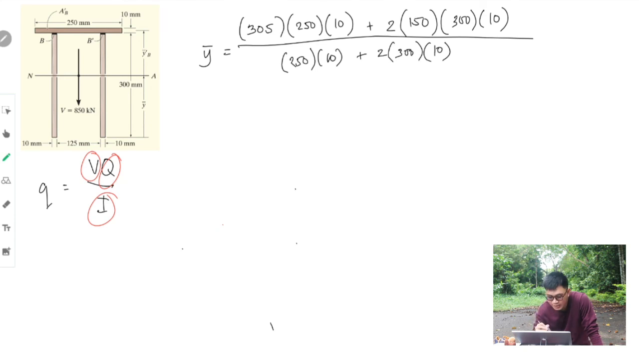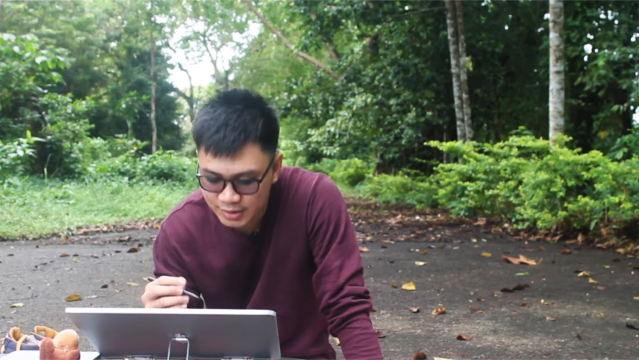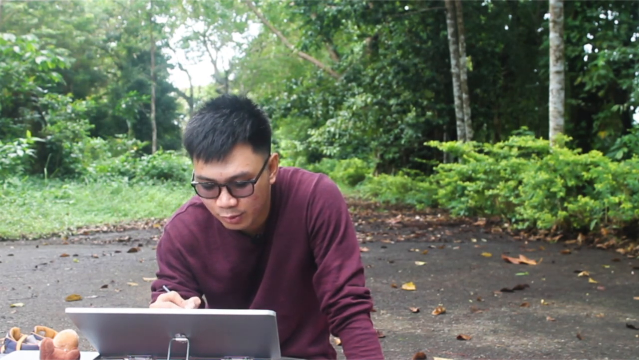Right? And then you will have your Y bar as 195.6 millimeters. Okay? So therefore, your neutral axis or your Y bar is equal to 195.6. And now we have determined your centroid or your neutral axis. So now, let us determine the moment of inertia of the whole beam. Can you get the moment of inertia of the whole beam?